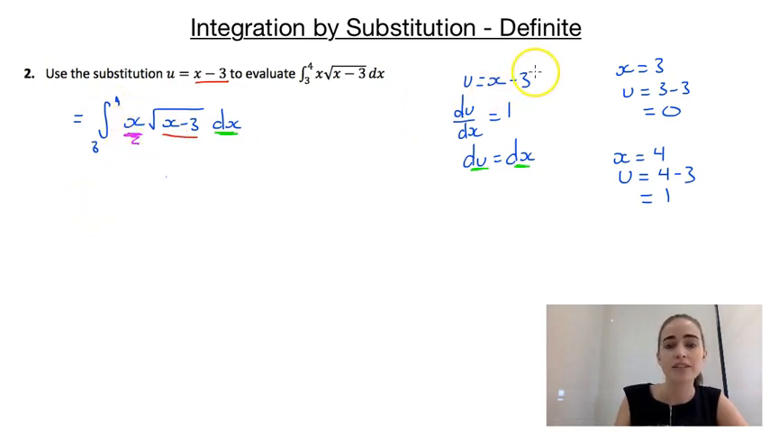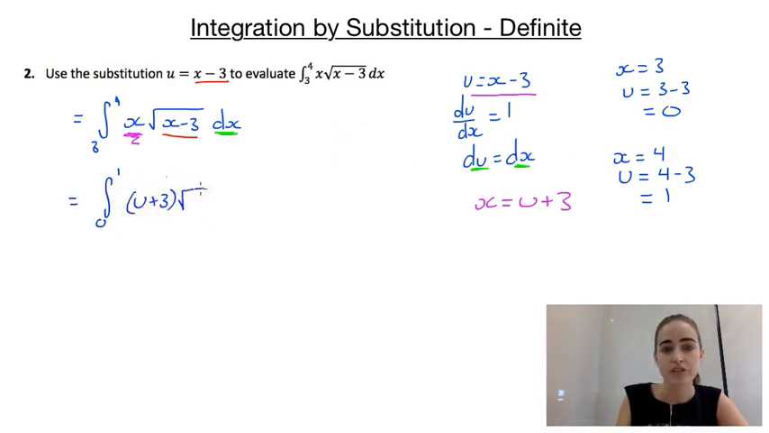So what we're going to do instead is we're going to use this equation here, and we're going to rearrange it. So from there, we could write that x is equal to u plus 3. So that's what we're going to replace that x with. All right, so this is going to become an integral with our new bounds, so from 0 to 1, of u plus 3 times the square root of u du.